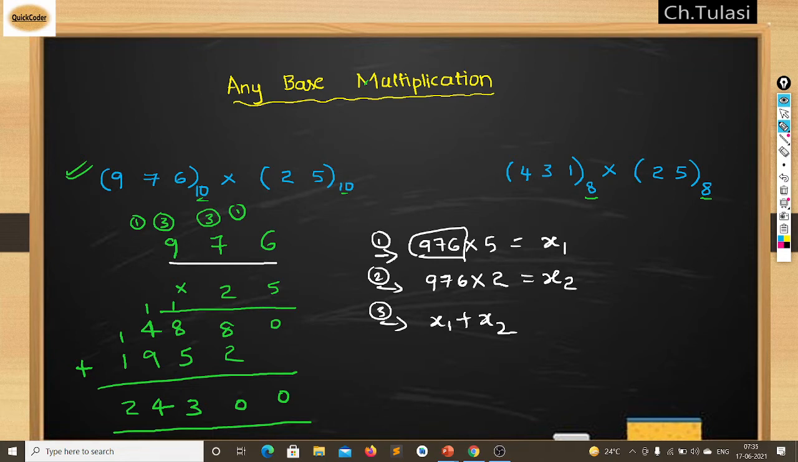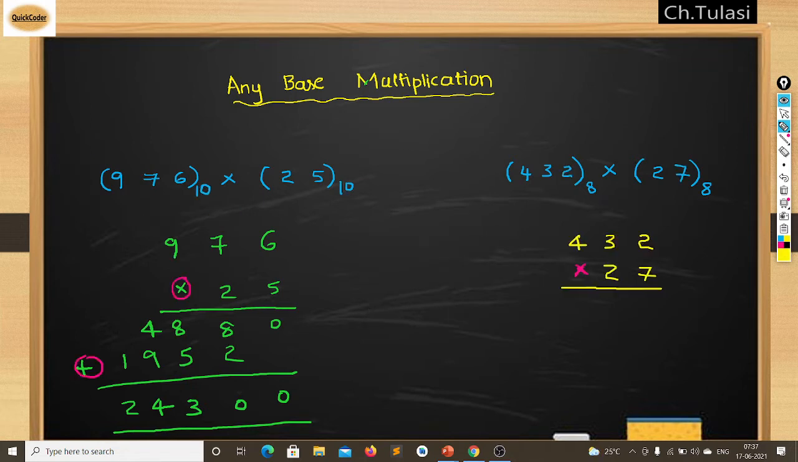In decimal numbers, digits 0 to 9 are allowed. It's okay. But what about octal numbers, binary numbers, hexadecimal numbers? There is only some limit up to which digits are allowed, and we have to convert them. I already explained how to convert a decimal to any base number. Let's start quickly the multiplication of octal numbers.